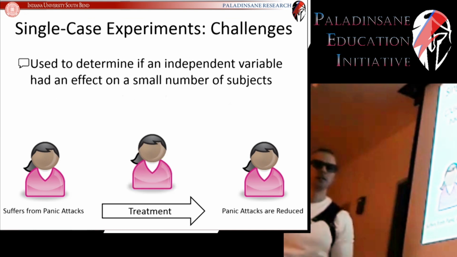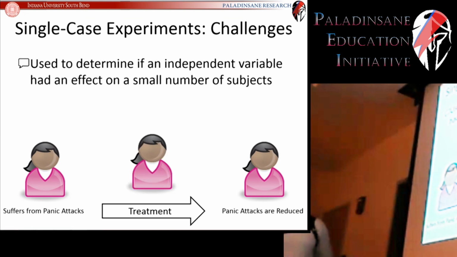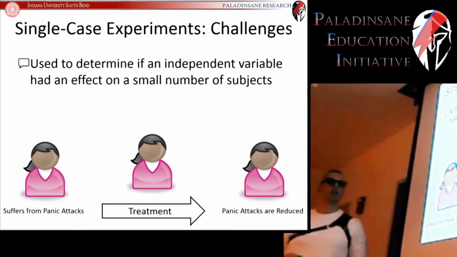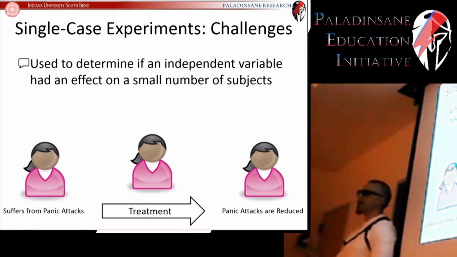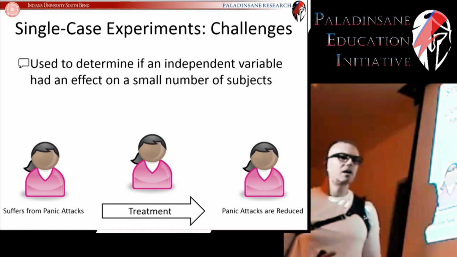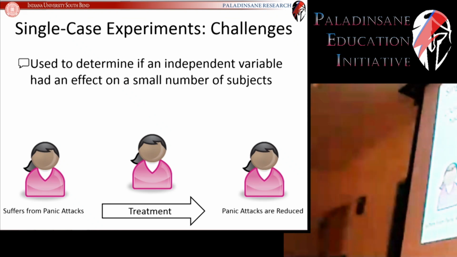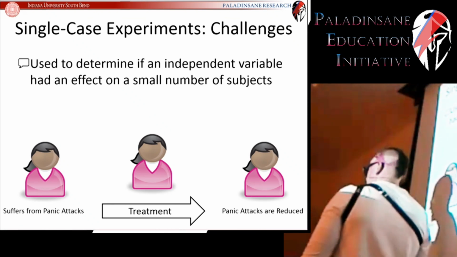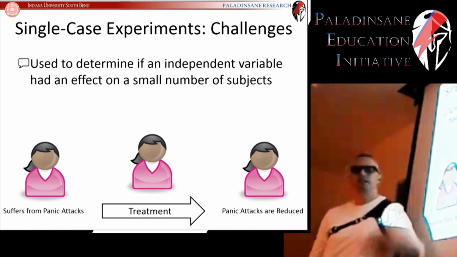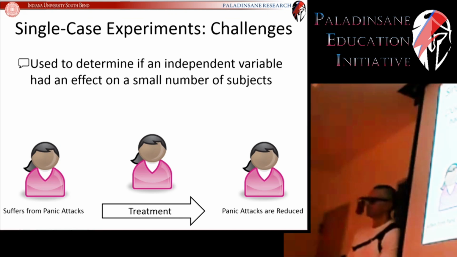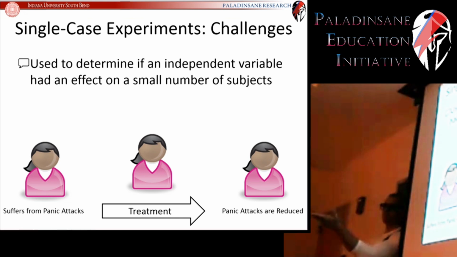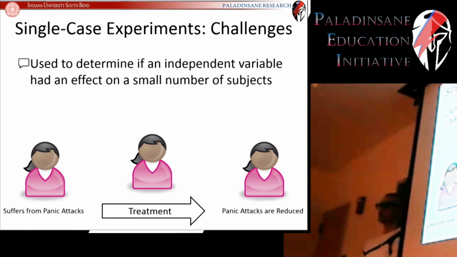And the reason that it's insufficient is because when we started this treatment on this single individual, something else may have, just by chance, coincided with the beginning of that treatment, and that something else may be the actual thing that reduced the panic attacks. So what might happen in a person's life that could reduce panic attacks? They got their dream job and could quit their bad job.